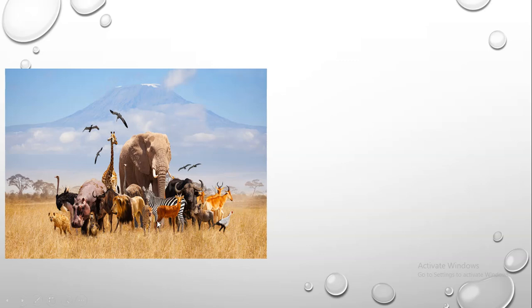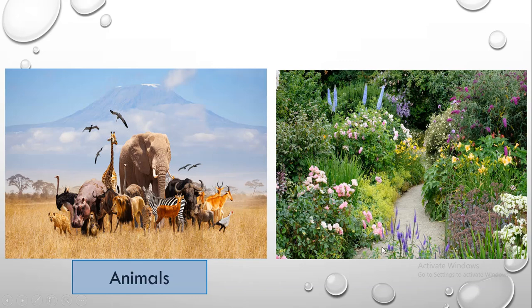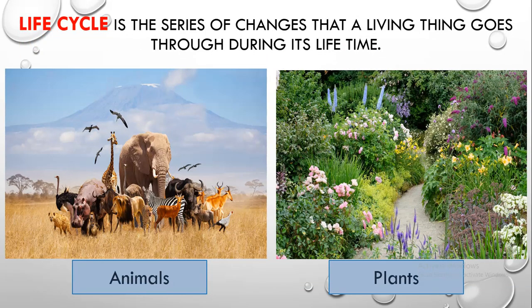What do you see in this picture? Yes, these are different kinds of animals. And in this picture, you can see different kinds of plants. And as you know, animals and plants are living things. All living things have life cycles, right? So what is a life cycle? A life cycle is the series of changes that a living thing goes through during its lifetime. Different living things have different life cycles. It only makes sense, right?